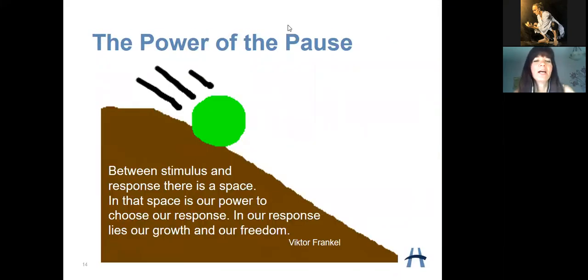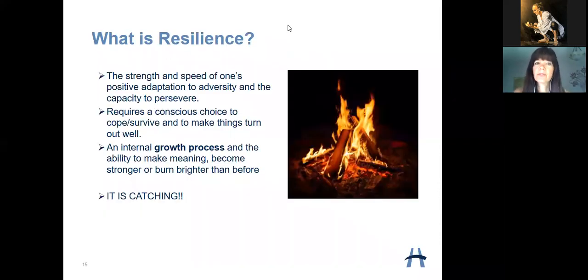There we go. Between stimulus and response, there is a space. In that space is our power to choose our response. In our response lies our growth and our freedom. So the pause, to me, everything begins with a pause, because in that pause we can become aware and then we can choose. And this is what builds our resilience.